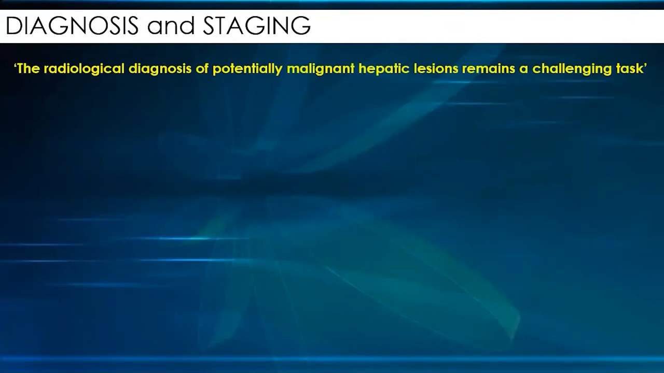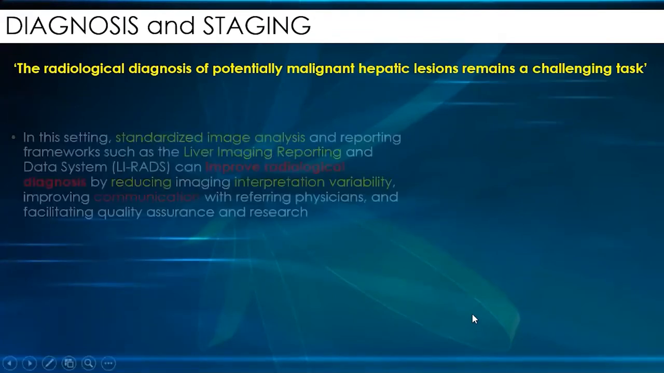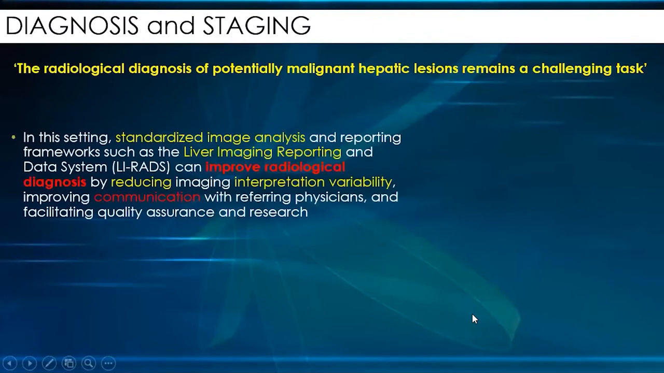While regarding the diagnosis of hepatic malignant lesion, it remains today a really challenging task. And for this reason, in clinical practice was introduced the so-called radiological score. And one of the most famous one is the LI-RADS. And this score has as main aim to improve the radiological diagnosis of lesion, reducing the interpretation variability in the final diagnosis, and finally improving the communication with the other clinician.